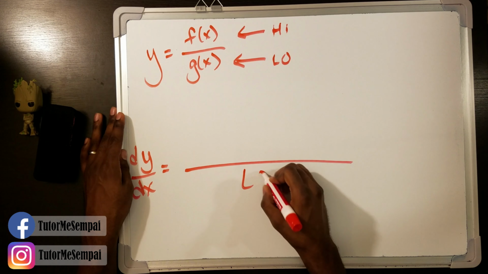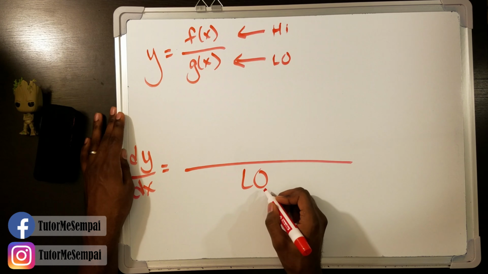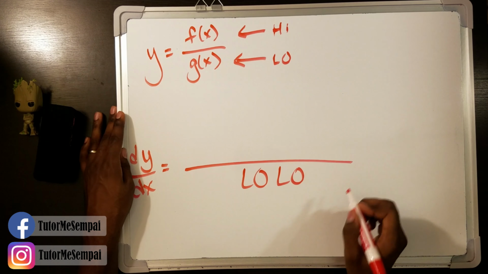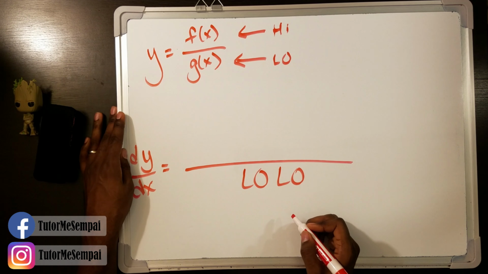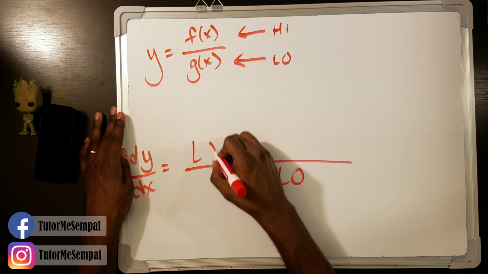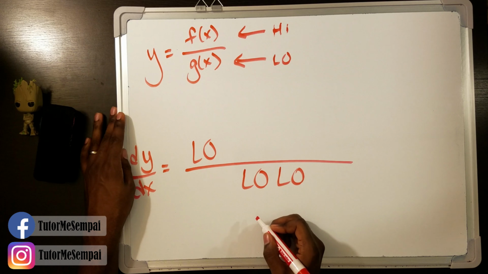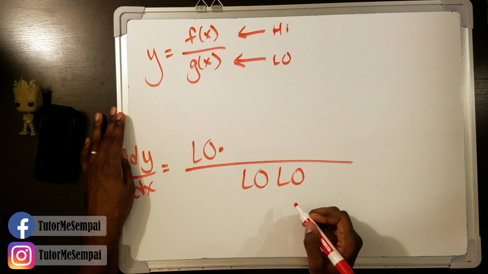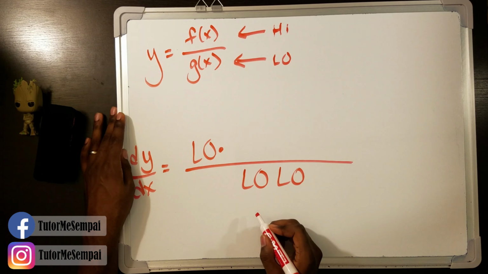We're going to keep whatever's in the denominator the same. We're going to keep that low. But instead of just having one, I want you to write that twice: low, low, all over low, low. Next, I want you to write another low first. So if you have low low in the bottom, you write your first low up top. Next, write a little multiplication sign. That's important. So it's low, then your multiplication sign.